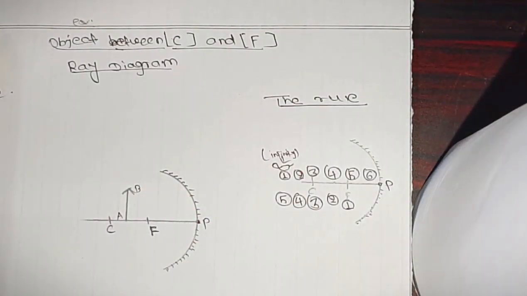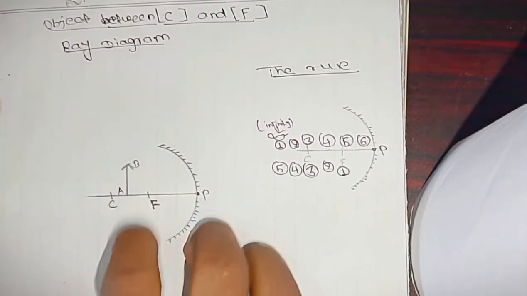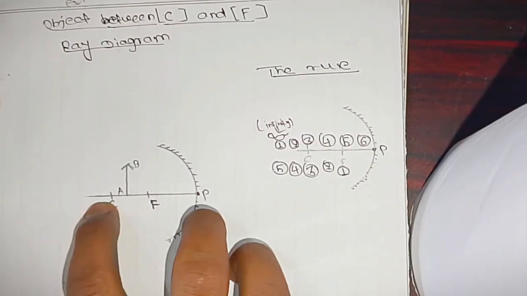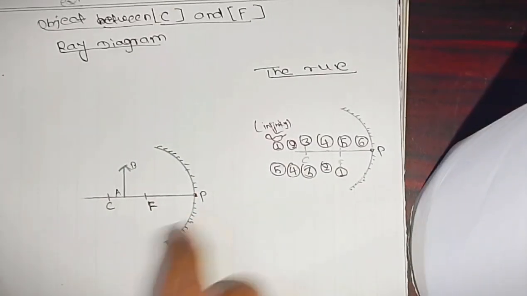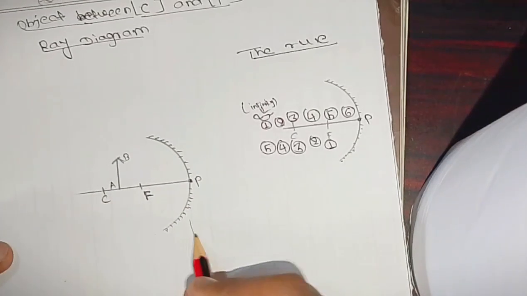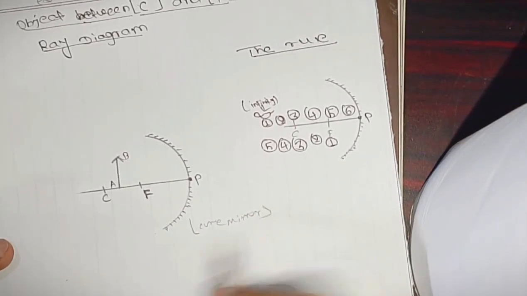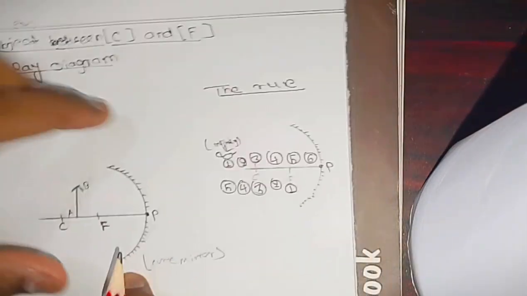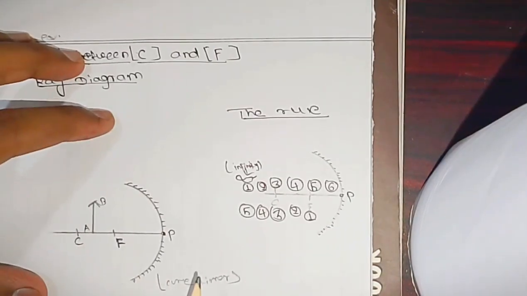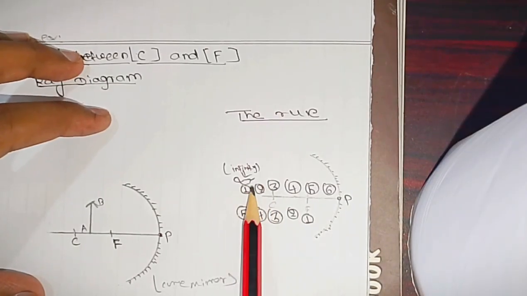Here is the question. The object is between C and F. C is denoted the center of curvature, F is denoted the principal focus. That is a curved mirror. We have to complete this diagram. First of all, we have to look up this rule. Look, we have to understand this rule.